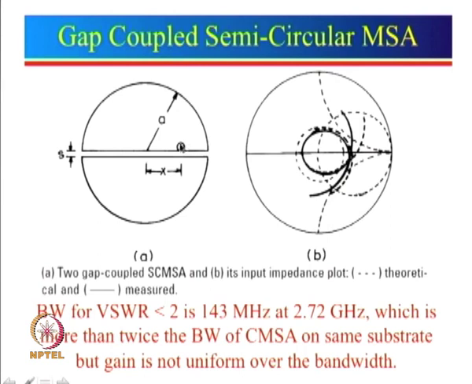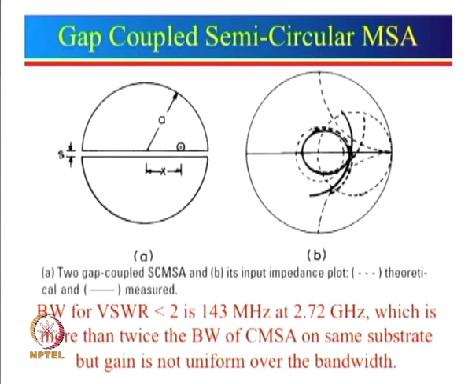So, because of that inductance, the resonance frequency of the fed patch is slightly less than the resonance frequency of the non-fed patch. So, one can actually see that these two are getting coupled, and one can see that there is a loop in the Smith chart, and this gives a bandwidth of about 143 megahertz, which is about twice the bandwidth of a circular microstrip antenna on the same substrate.